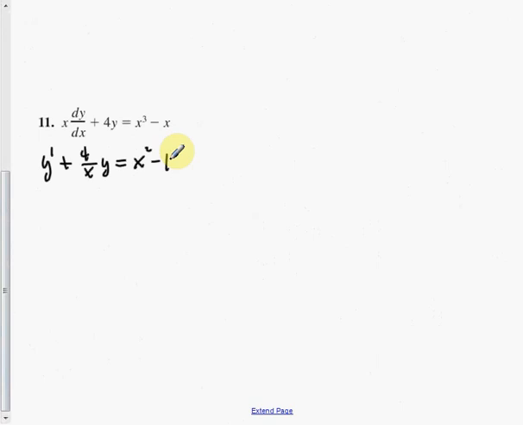The integrating factor is x to the 4th. Do you see that? Well, probably not. So let's see. We got mu is equal to e to the integral of 4 over x dx. This is e to the integral of 4 times the natural log of x. Don't need the integral sign anymore, just integrate it.